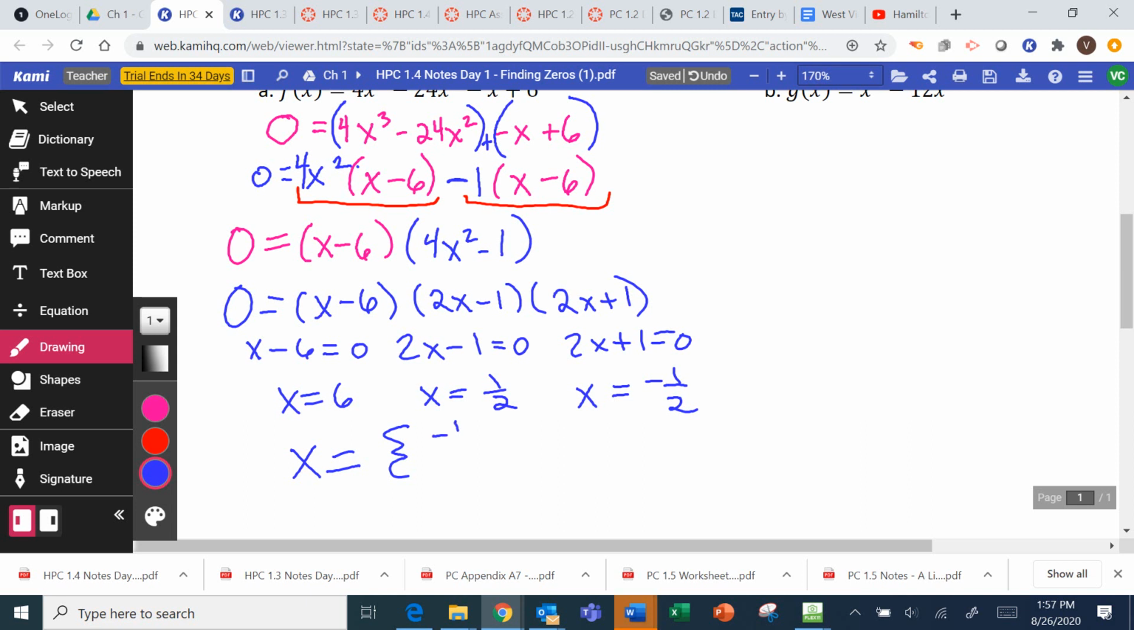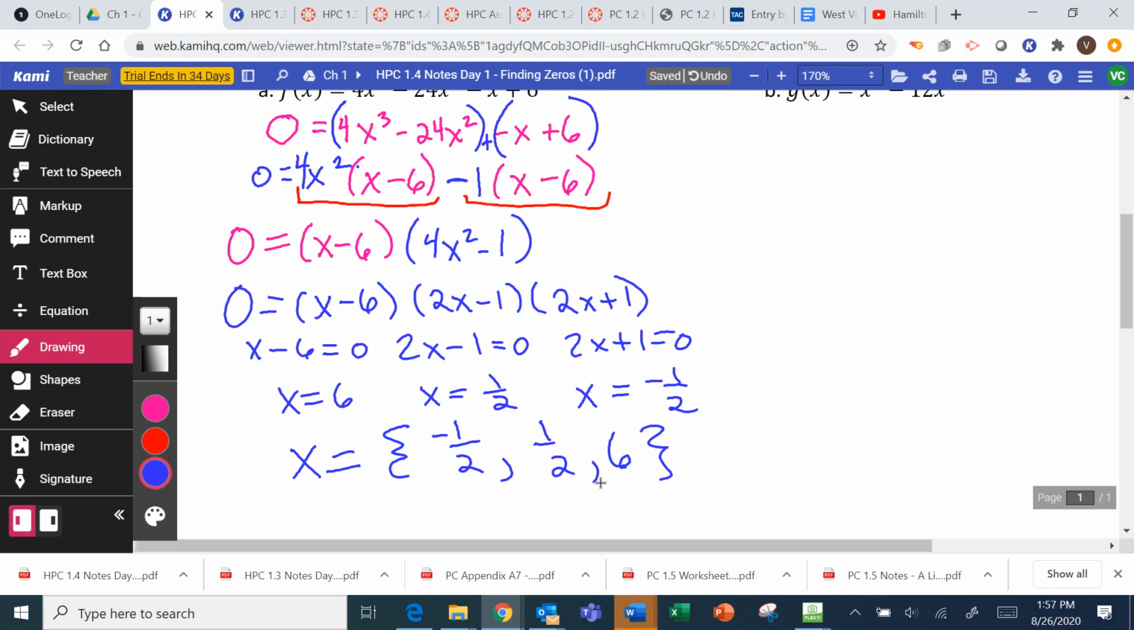Negative a half. Then a half. Oops, I wrote a negative again, sorry. Then a half. And then the 6. You don't need to worry about the fancy brackets part, I'll give you that part. You just really have to put the numbers in the right order.